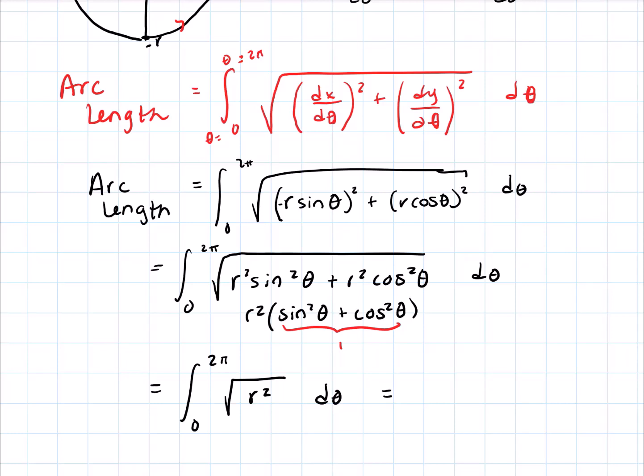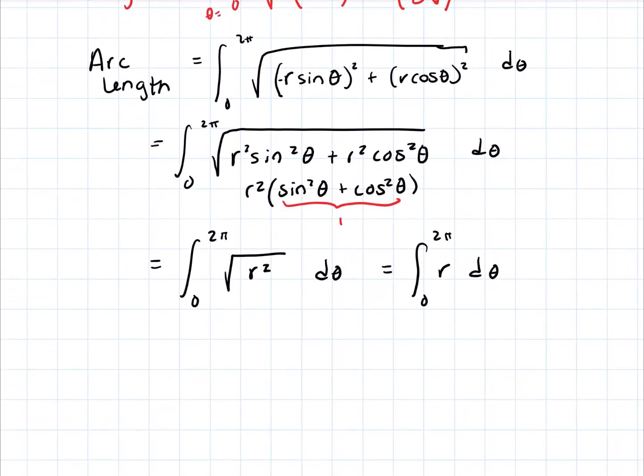And r is a radius, so it's positive. So the square root of r squared is just r. The integral from 0 to 2 pi of r d theta, and that's just a constant. Like if the radius was 5, that would just be 5. So this would just be r times theta evaluated from 0 to 2 pi, which is just r times 2 pi minus 0, or 2 pi times the radius.